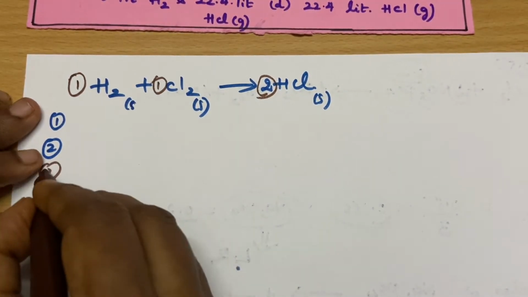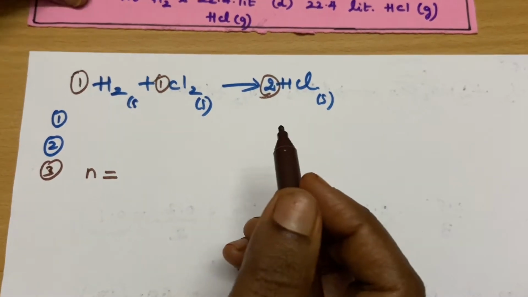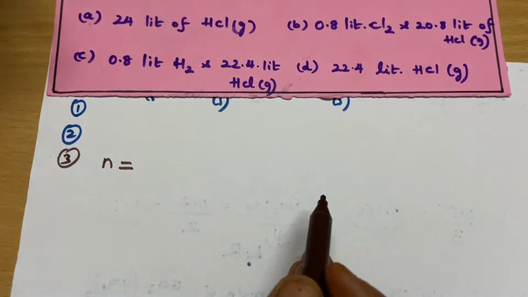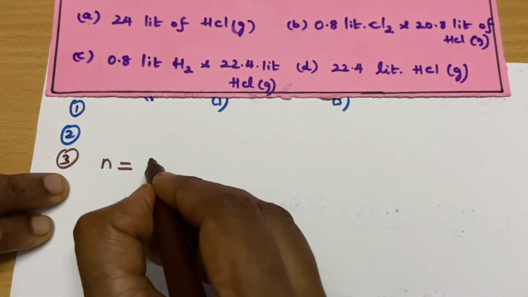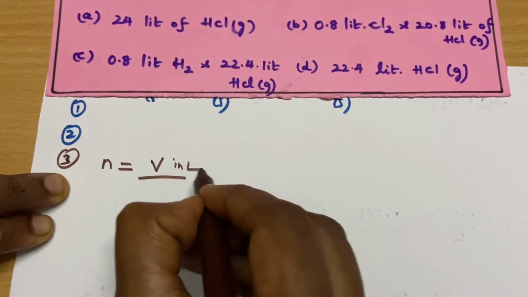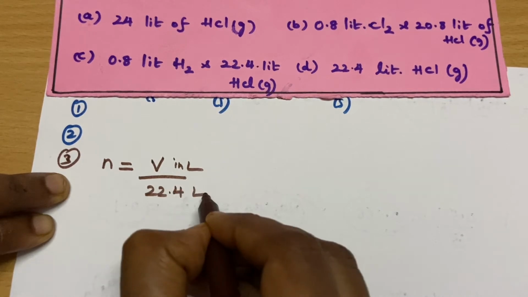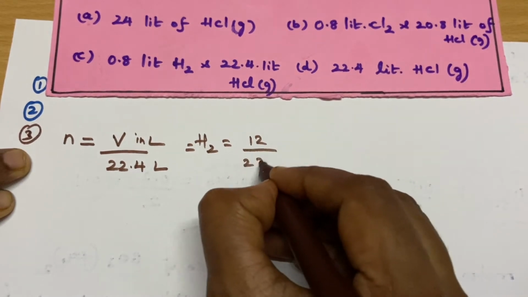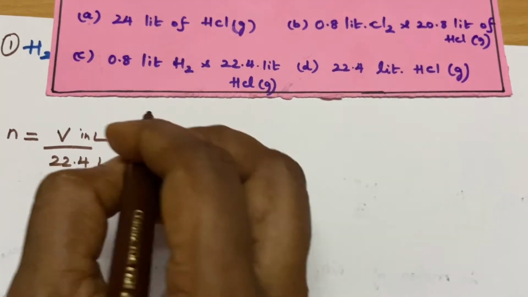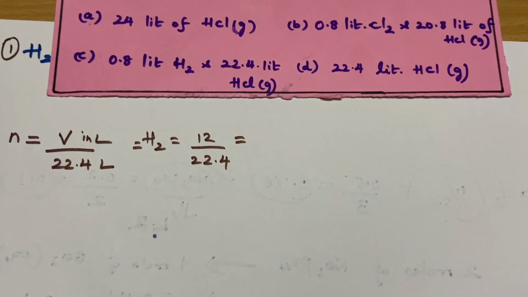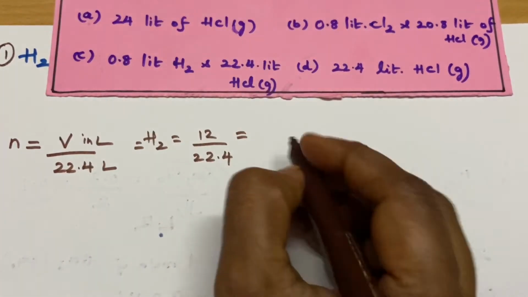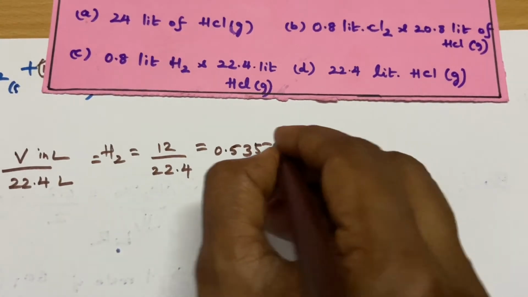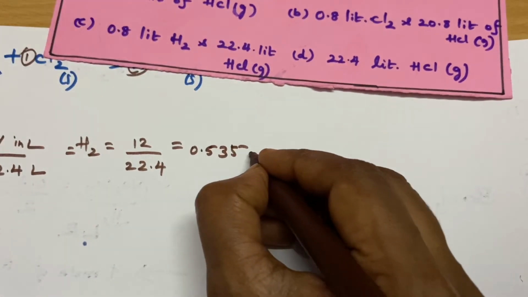Okay, so next I have to find out the given number of moles. See, they have given in liters, so I have to find out in terms of moles. So what formula do I have to use? Given volume in liters divided by 22.4 liters. Okay, so for hydrogen, 12 divided by 22.4 is 0.535.